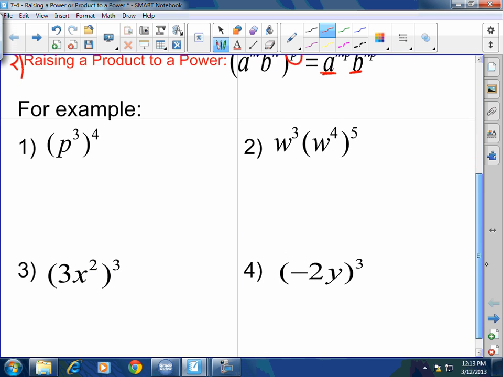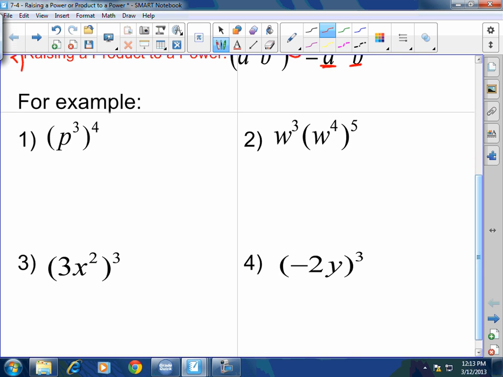This is some practice. p cubed to the fourth power. What's that going to be? That's exactly right, son. p to the 12th, because you keep the base, multiply the exponents. Done. Okay, number 2. What do you think you would do first? Remember, think of PEMDAS.